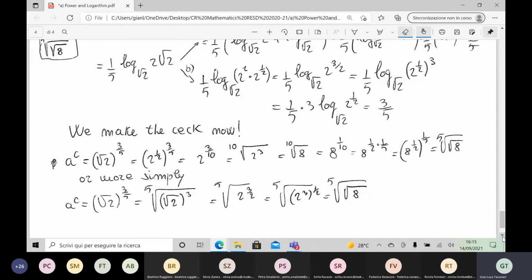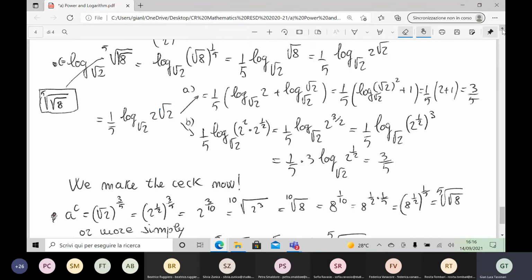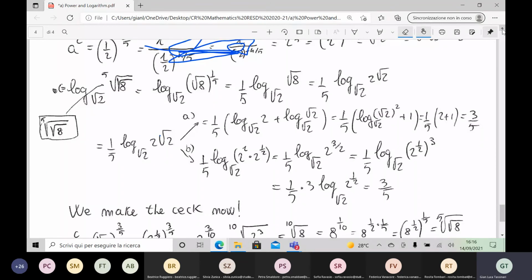To check that the result is correct, we have to remember that this logarithm C is the exponent you have to give to the basis A to get B. So C is 3 over 5. If you go above, you see from the beginning that A is square root of 2. So we need to raise square root of 2 to the power 3 over 5.